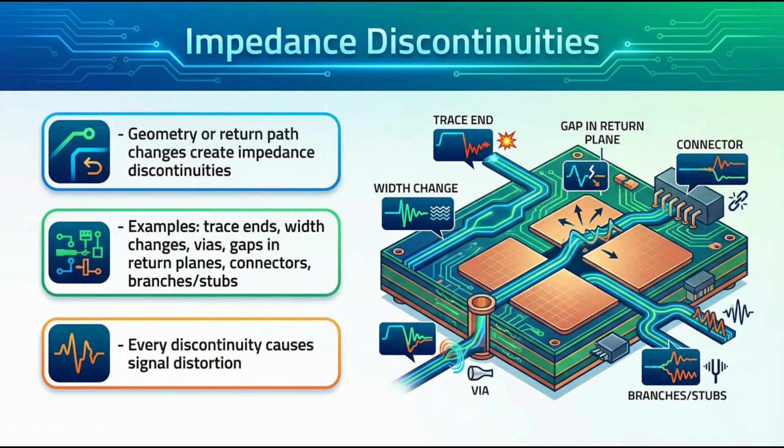Impedance discontinuities. Any feature that changes the geometry or return path creates an impedance discontinuity. Examples include the end of a trace, width changes, vias, gaps in return planes, connectors, and routing branches or stubs. Every discontinuity causes some amount of signal distortion.